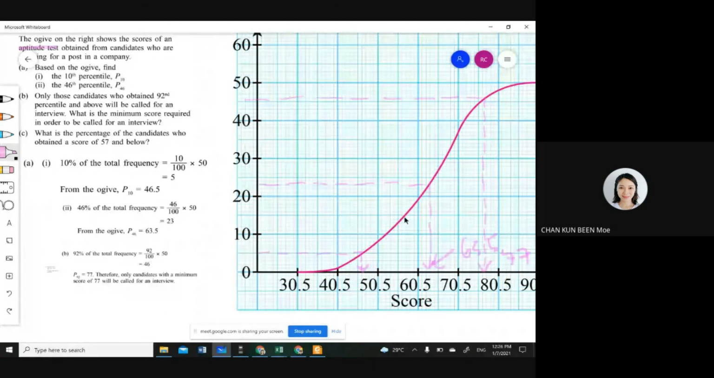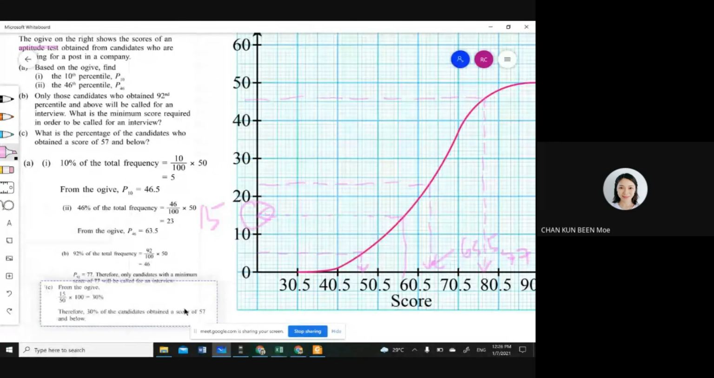Okay, and then you just need to move to the left. When you move to the left from here, use a dashed line. You are going to get how much? Yes, it is 15. That's why you will have the answer written like this. From the ogive, 15 over 50 times 100 is 30%. Do we need this? Oh, yes, because they want you to find the percentage. So after you get 15, you divide by the total frequency and multiply by 100. Therefore, 30% of the candidates obtain a score of 57 and below.